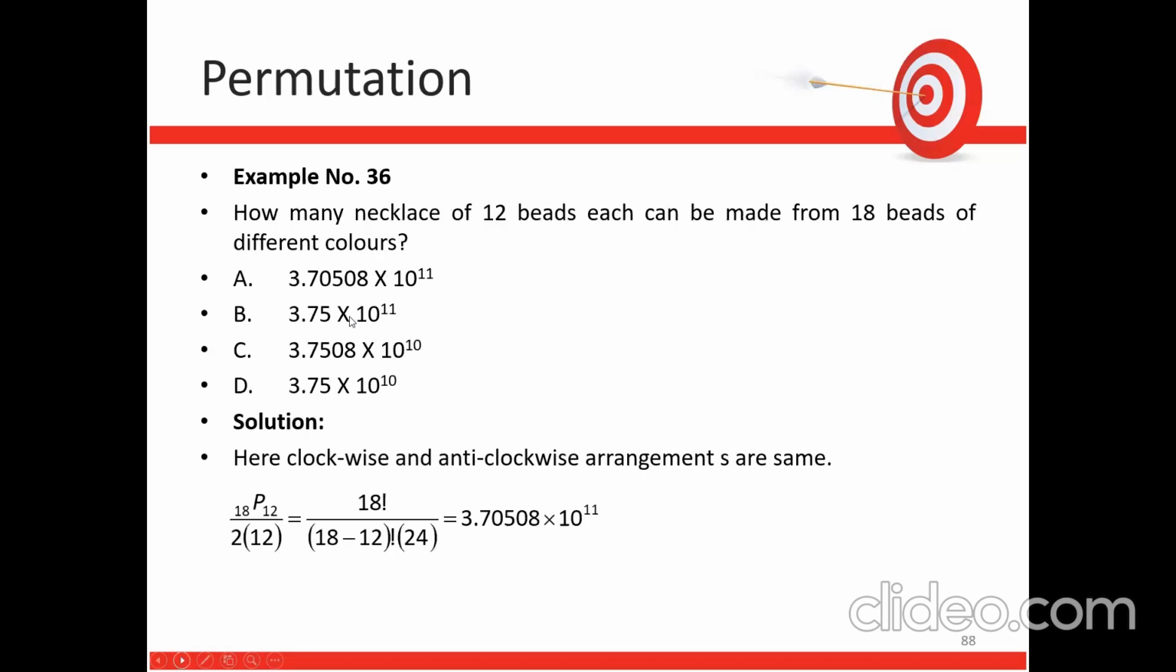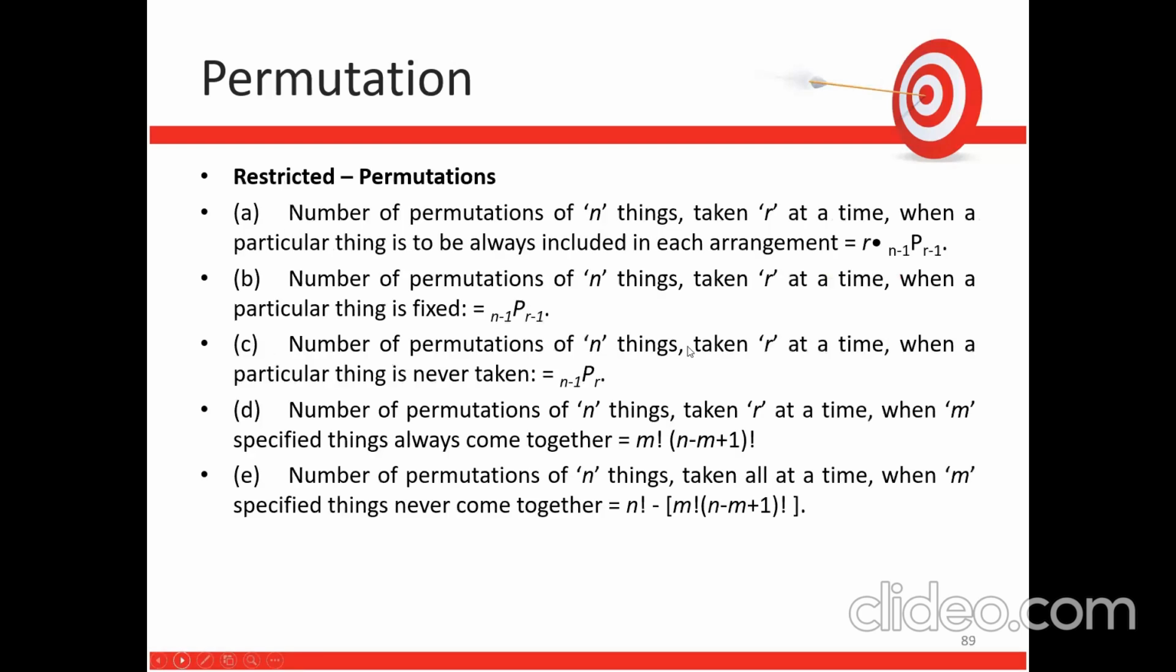Sample number 6. How many necklaces of 12 beads each can be made from 18 beads of different colors? Here, clockwise and anti-clockwise arrangements are the same kasi beads lang sinabi. So, 18P12, divided by 2 times 12, is equal to 18 factorial over 18 minus 12 factorial over 24, which is 3.7058 times 10 exponent 11. So, letter A. So, alam nyo lang i-review nyo.